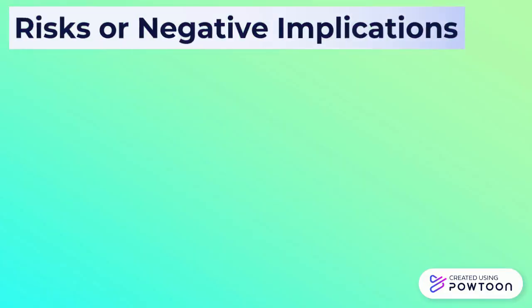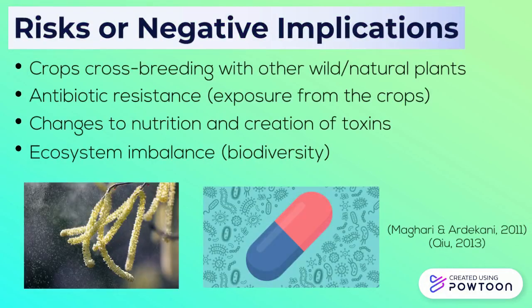What are the risks or negative implications? Many worry about genetically modified plants breeding with natural plants, but research has shown no large impacts from it. There's also a worry about antibiotic resistance. There's also risk with changes to the nutrition or creation of toxins. There's also a possibility of ecosystem imbalance.